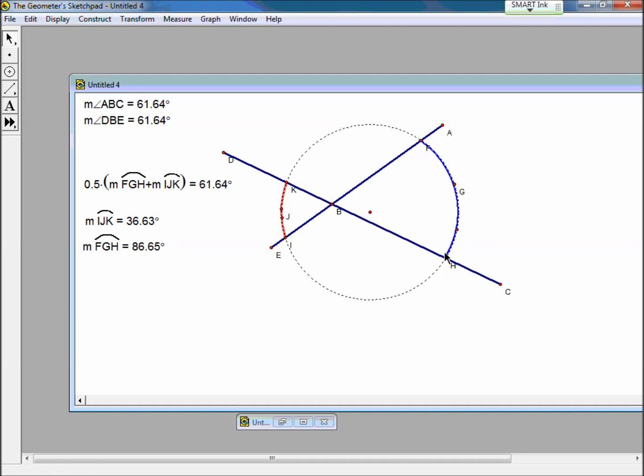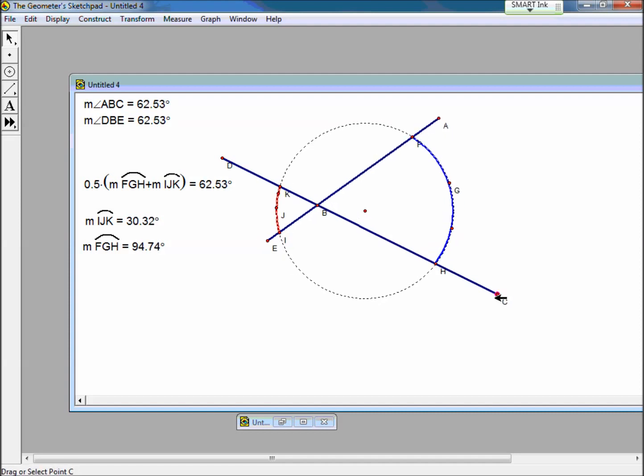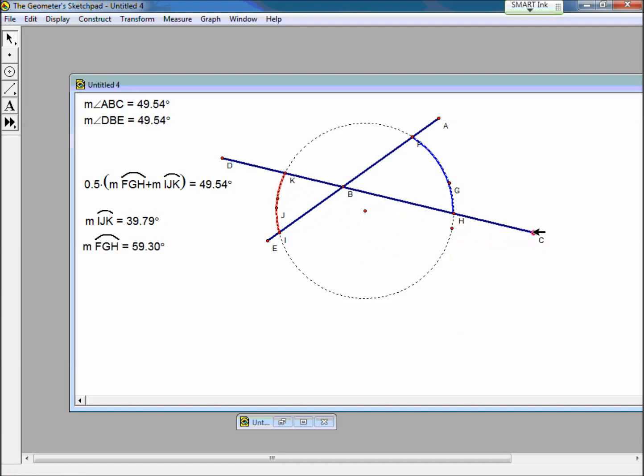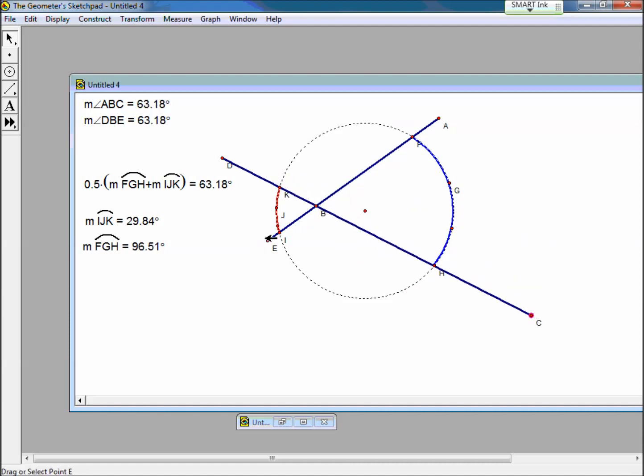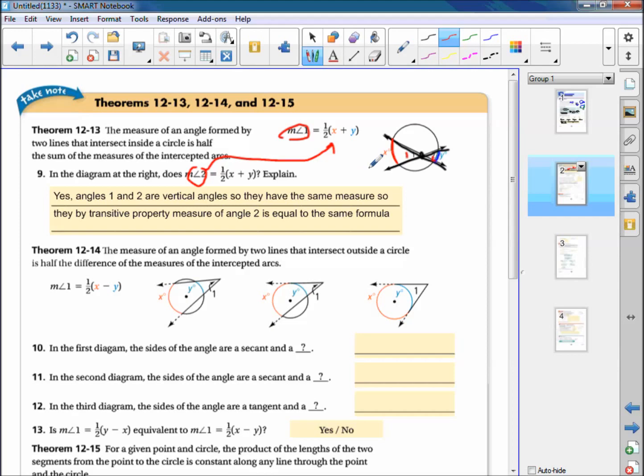So if I pick up C here, that would be easier to pick up, I can move this around and change the angles, same with E. But no matter where I put it, the angles inside are still equal, and the arcs added up and divided by 2 will also still be equal. I can pick up D, move them anywhere I want, and no matter what I do, I still keep all those angles, and half of the sum of the arcs is the same. All right, so that's what that first theorem is saying.